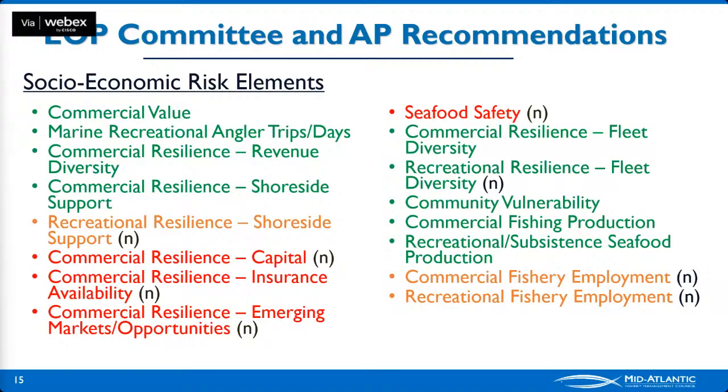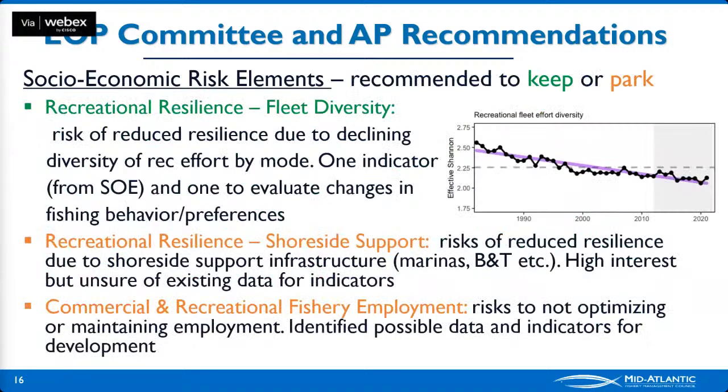So one of the new ones that we are recommending be included in the new risk assessment is recreational resilience and fleet diversity. This is something that we've had in the State of the Ecosystem over the last few years. It's looking at the reduced resilience in our recreational fishery due to declining diversity of recreational effort by fishing mode. And so this is one of the indicators on the screen. You can see it's a declining trend in regards to recreational fleet diversity and in regards to effort.